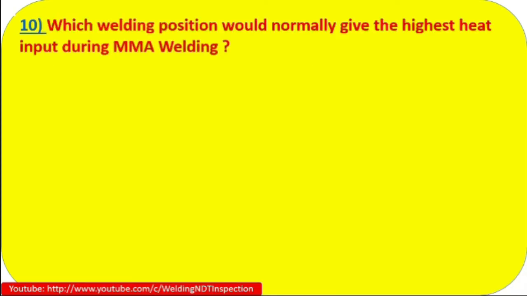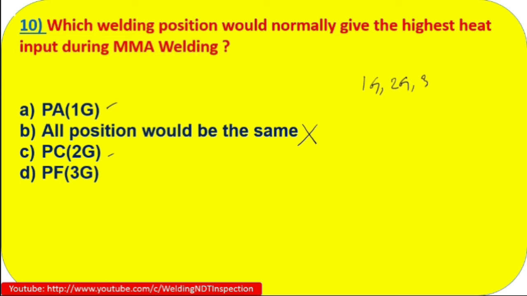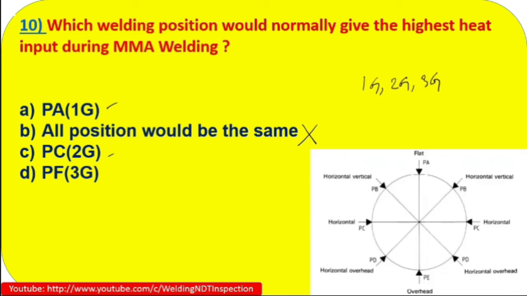Question number 10. Which welding position would normally give the highest heat input during MMA welding? So which position gives the highest heat input in MMA welding? PA is 1G. Position, all positions would be the same? Never, all positions can never give the same heat input. Option C, PC, means 2G position. Okay, we can check one by one. And D is option PF, 3G. So the 1G, 2G and 3G, three options are here.